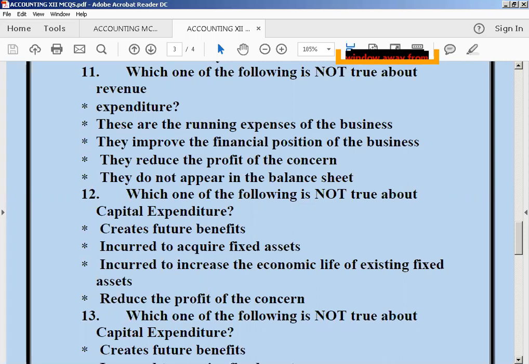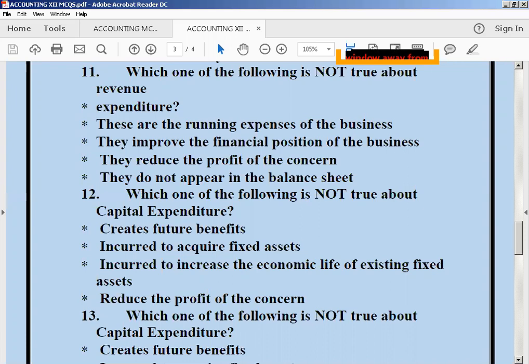Okay. The capital expenditure creates future benefits. Incurred to acquire fixed asset, incur means to gain, to own. Incurred to increase the economic life of existing fixed assets. You have to focus on the English. In transactions and statements, please think about what the actual meaning is. Increase the economic life of fixed assets, reduce the profit of the concern.